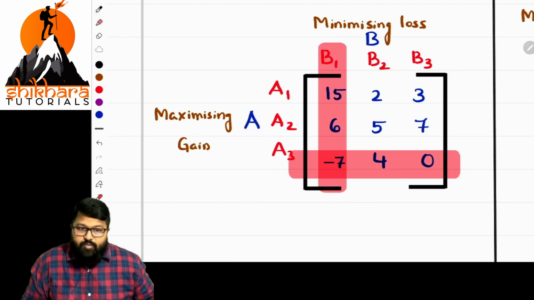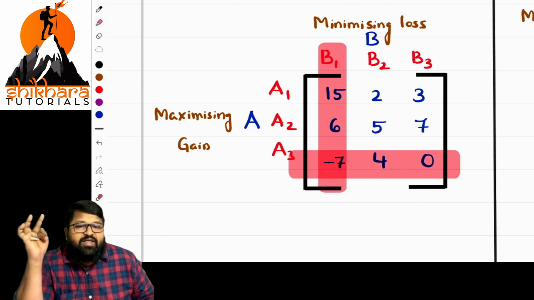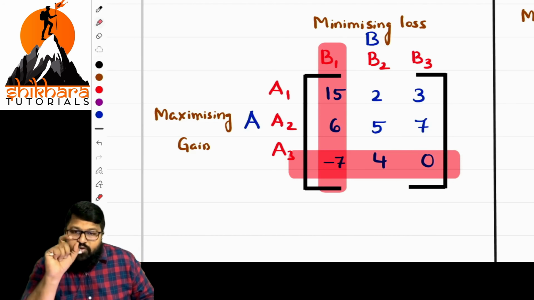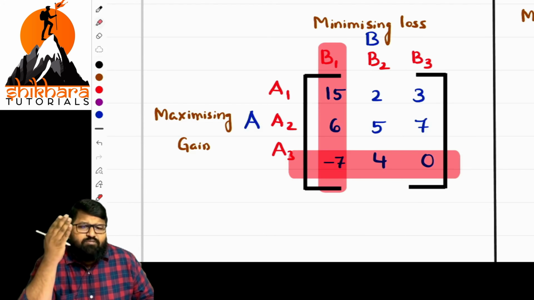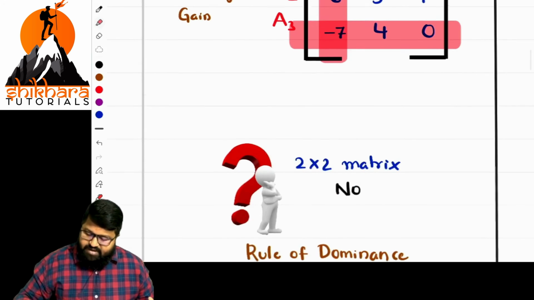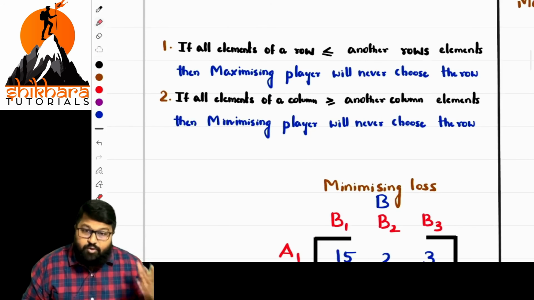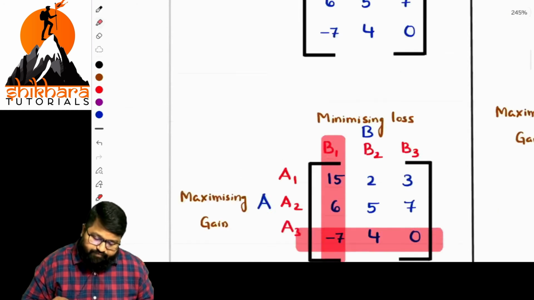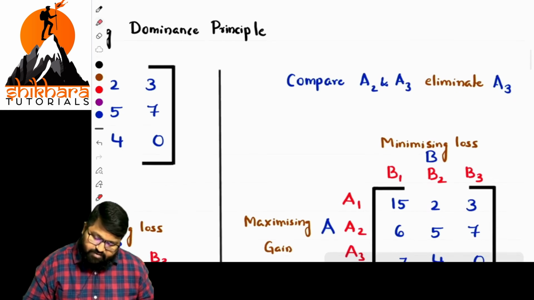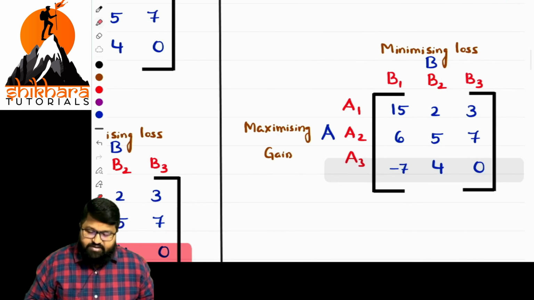In the case of a 2 by 2 matrix, what should we do, sir? We apply what, ma'am? We apply the first pure strategy. That is nothing but minimax is equal to maximin. So this same thing has been mentioned here. I'm repeating again, these are the rules. You need not write the rules for your knowledge. I'm just mentioning them there. And from here we apply the point. So compare A2 and A3, eliminate A3. So they compared, they eliminated it.